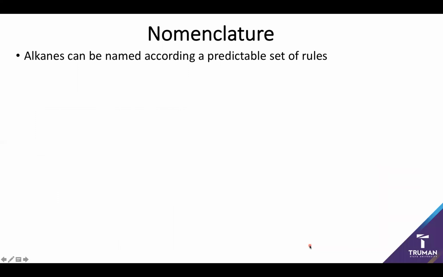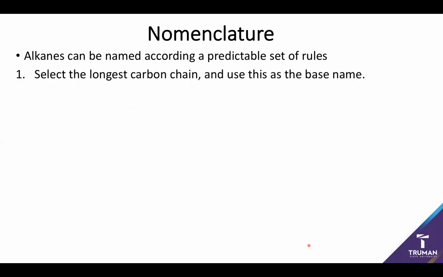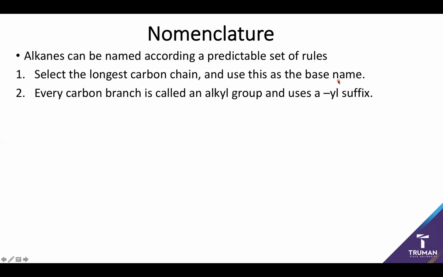And so we're going to try and name all of our alkanes with a given set of rules. So first, you're going to try and find the longest carbon chain in your molecule. This is going to serve as the base name. So if it's 5 carbons long, it's going to be pentane. Then you're going to try and find branching groups. Every one of the branching groups is called an alkyl group. And so we're going to give it a yl suffix instead of the alkane suffix.